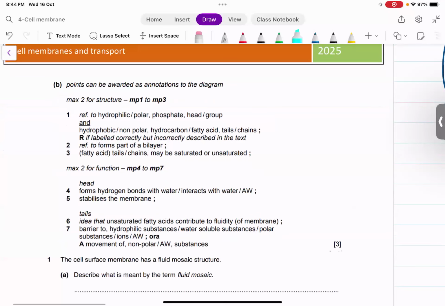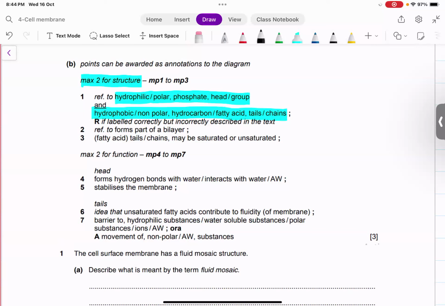So you see, max 2 marks for structure, reference to hydrophilic polar phosphate head or group, and hydrophobic non-polar hydrocarbon fatty tails. Reject if labeled correctly but incorrectly described in the text. Okay. So if you have labeled correctly but you don't describe them correctly in the description, you will not get any mark for that, for at least this first mark. A reference to form part of a bilayer. Obviously, you have to talk about bilayer.